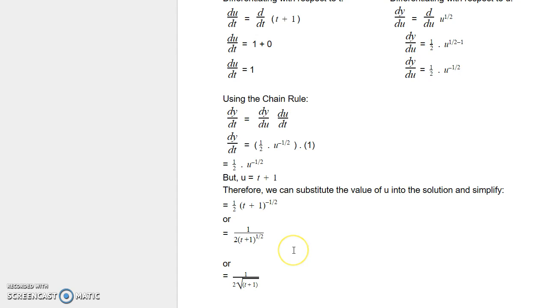This is the way we're going to solve complex functions using the chain rule. In my next video presentation, we will be solving more problems using the chain rule.